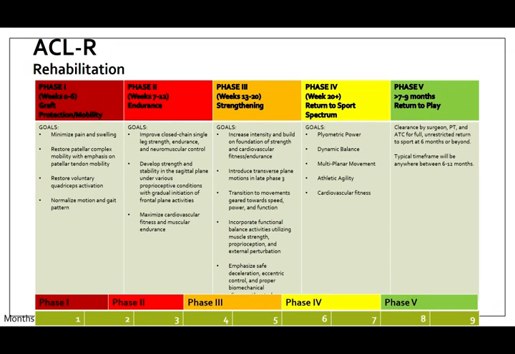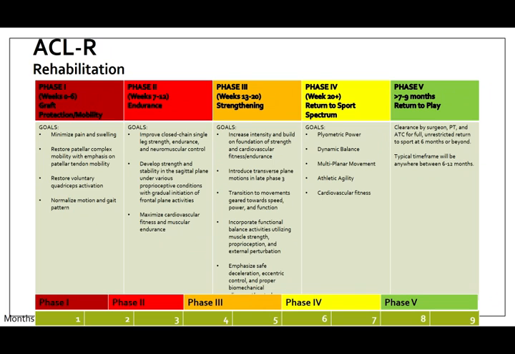So phase 1 is all about protection. That's weeks 0 to 6. Phase 2, you're trying to work on muscular endurance, weeks 7 to 12. Phase 3 is when you really start getting after some strengthening, and we're trying to do some hypertrophy here, really build the muscle, work on neuromuscular control. Phase 4, we're now 5 months out at 20 weeks. This is when we can start to return to sport spectrum. We can start doing things like light plyometrics, progressing that dynamic balance, multi-plane movements, agility, and that sort of thing.